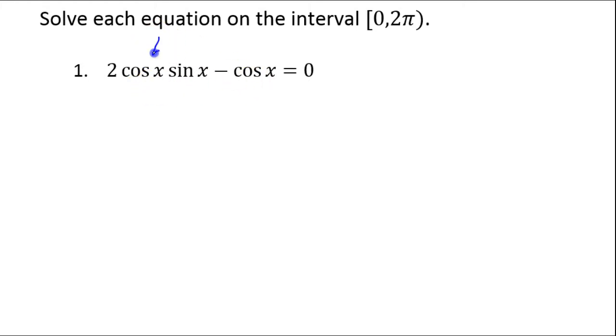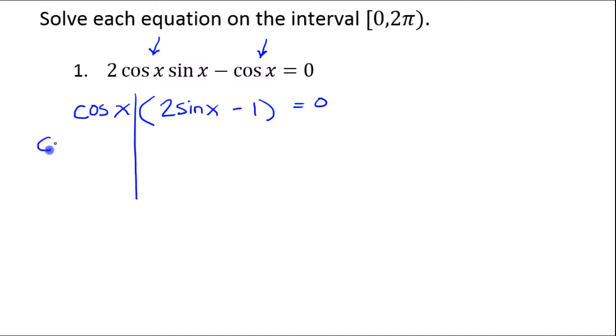So as soon as I see that we have a cosine here and a cosine here, that's setting off my GCF warning bell. So I'm going to take that common factor outside of parentheses. That will leave behind 2 sine x minus 1. Now I've separated the cosine and sine, so I can go ahead and use my zero product property and set each one of these factors equal to 0 and solve separately.